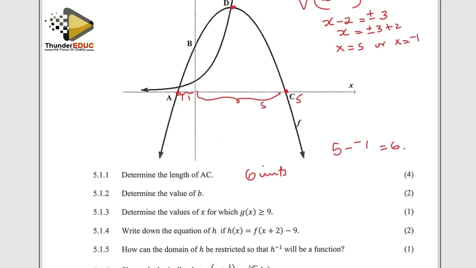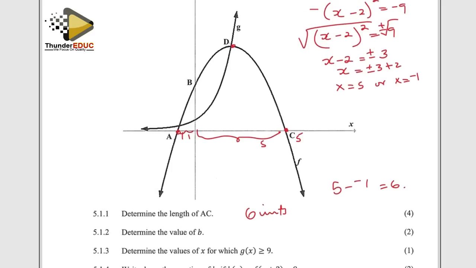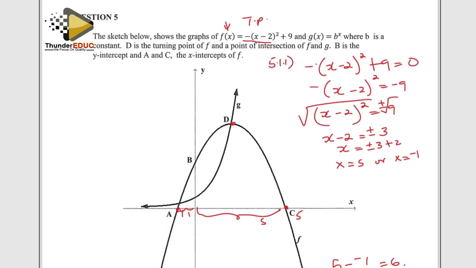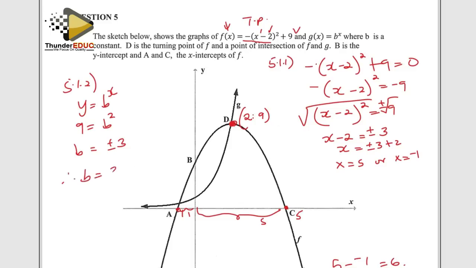Then they want the value of b. So for us to get b, we need a point, and that point is D, the turning point. So the coordinates of the turning point from this graph, since this is a negative, is becoming a positive 2, and then 9. Those are the coordinates of the turning point. So 5.1.2, I'm going to say that y is b to the x, where there is y, I'll put a 9, and then squared. Find the square root. b must give me plus minus 3, but the shape of the graph is increasing. So therefore, our b needs to be 3.